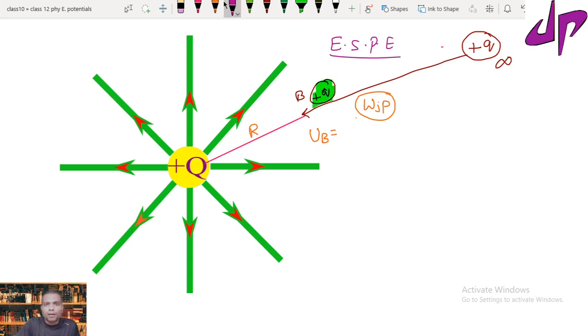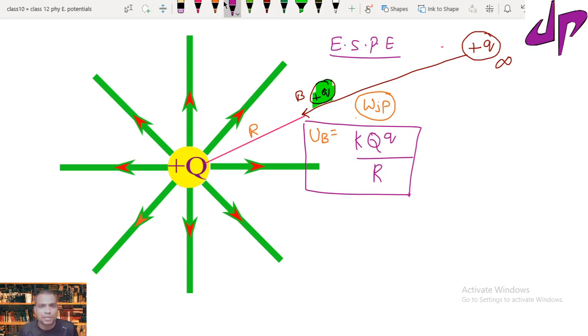Now if I write the expression for that, electrostatic potential energy at point B is equal to K capital Q small q upon the distance capital R, where capital Q is the source charge. So this we define as electrostatic potential energy. Whatever work I did, that work will be stored in the form of potential energy.